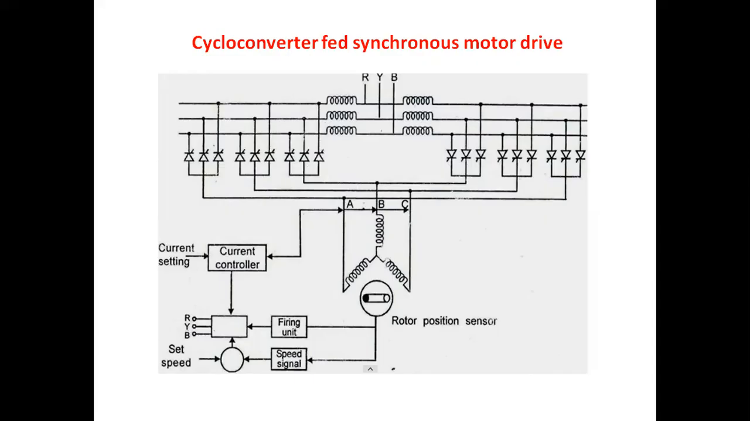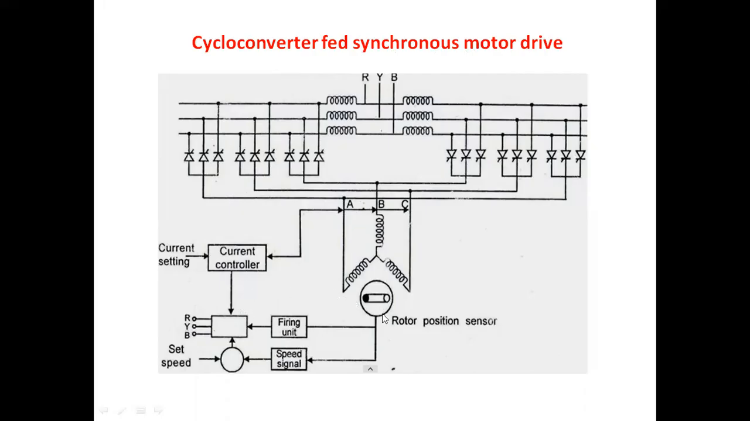If it is non-circulating current mode, either the positive half converter or the negative half converter, only one is on. With the help of that, the variable AC voltage is generated. During non-circulating current mode of operation, there is no need for these reactors. With the help of these two modes, circulating current mode and non-circulating current mode, we operate the three-phase cycloconverter.